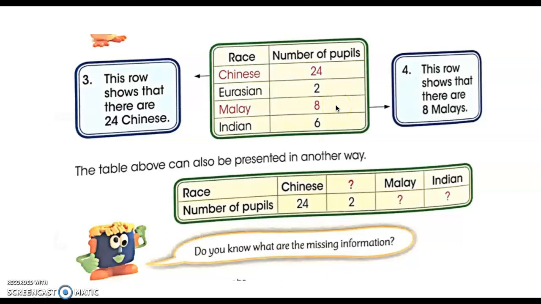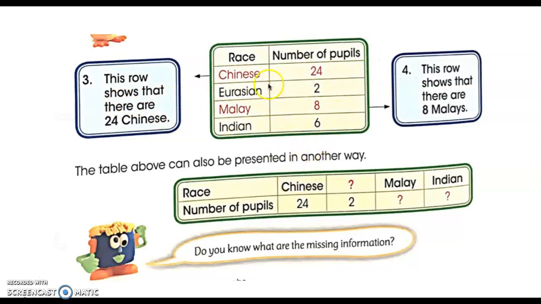So let's revise how to read the table. First you check what data or information is in the header, and then you check what is in the columns, and then try to read what is in the rows.